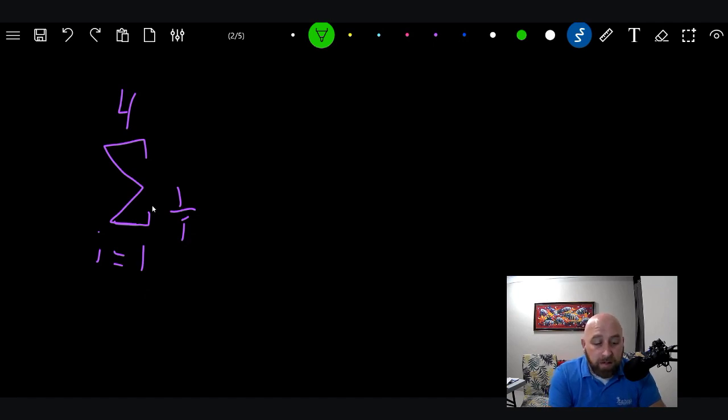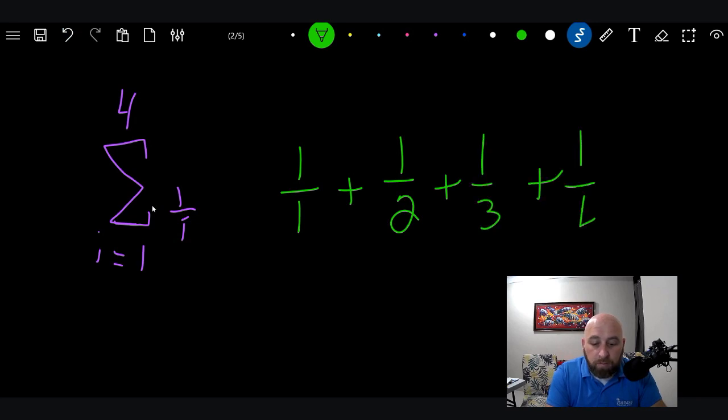So here's what it is. It's 1 over 1. Okay, and we go until 4. So the upper bound of that I is 4. So if the denominator is 4, we'd say 1 plus 1 over 2, 1 plus 1 over 3, 1 plus 1 over 4. And that's the upper bound right there.